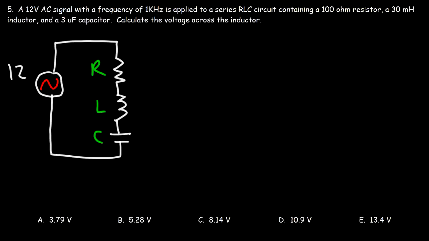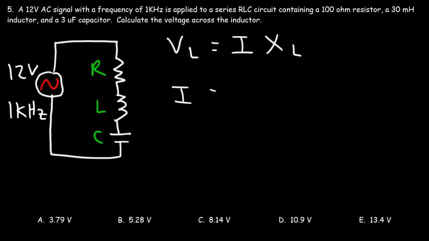We have a 12-volt AC signal with a frequency of 1 kilohertz. What we need to do in this problem is calculate the voltage across the inductor, which we'll call VL. So let's talk about what we need. The voltage across the inductor is equal to the current flowing through the inductor times the inductive reactance. Now, in order to calculate the current, we need to take the voltage of the source, or the AC signal, which is 12, and divide it by the impedance of the circuit.